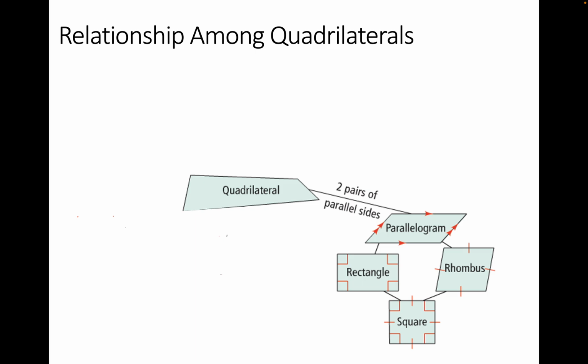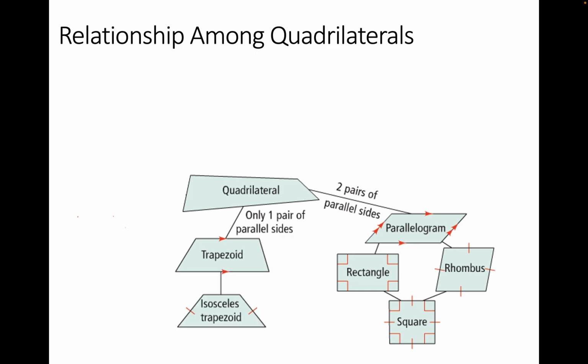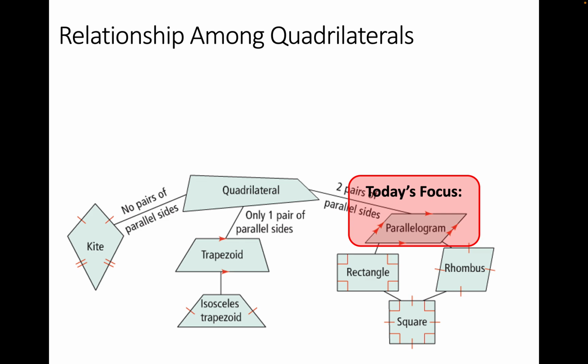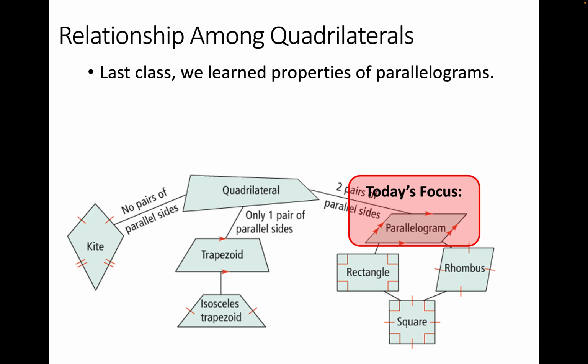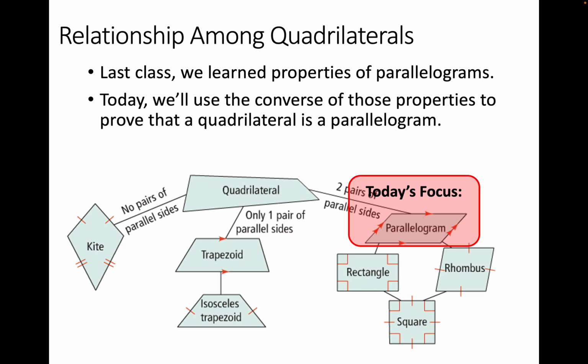If the quadrilateral has one set of parallel sides, then it's called a trapezoid. And if that trapezoid's non-parallel sides are congruent, then that's called an isosceles trapezoid. And finally, the final kind of special quadrilateral we have is if the quadrilateral has no pairs of parallel sides, but it has two sets of consecutive sides that are congruent, then it's called a kite. And today we're going to be focusing on a parallelogram. So last class we learned the properties of parallelograms. Today we'll use the converse of those properties to prove that a quadrilateral is a parallelogram.